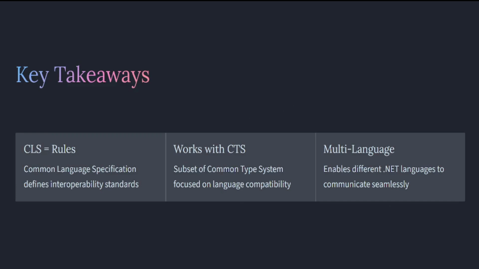So, let's quickly recap what we learned today. CLS defines rules for language interoperability and it works along with CTS, which defines data types. And most importantly, it allows different .NET languages to communicate seamlessly. So remember, CLS makes multi-language development possible in .NET.